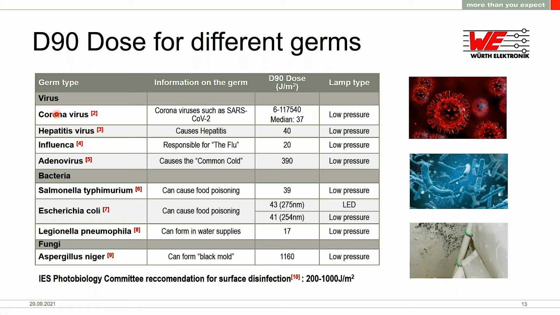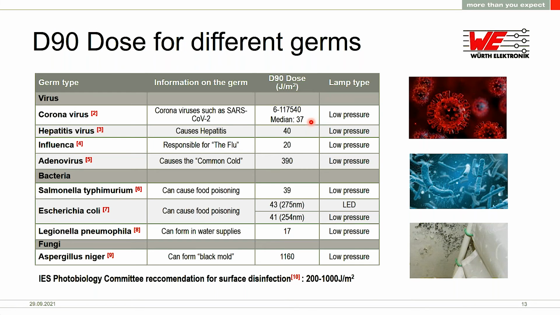So you see, for example, here for the coronavirus, there you can find studies with values of the D90 dose starting from 6 joules per square meter up to more than 100,000. So there's basically a huge gap between them. But to get a usable value for this presentation, I will use this 37, which is a median of a lot of studies here.